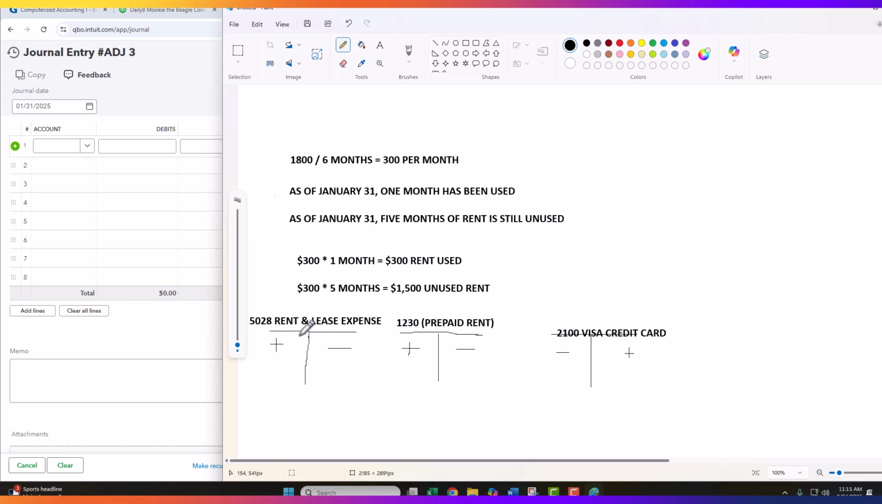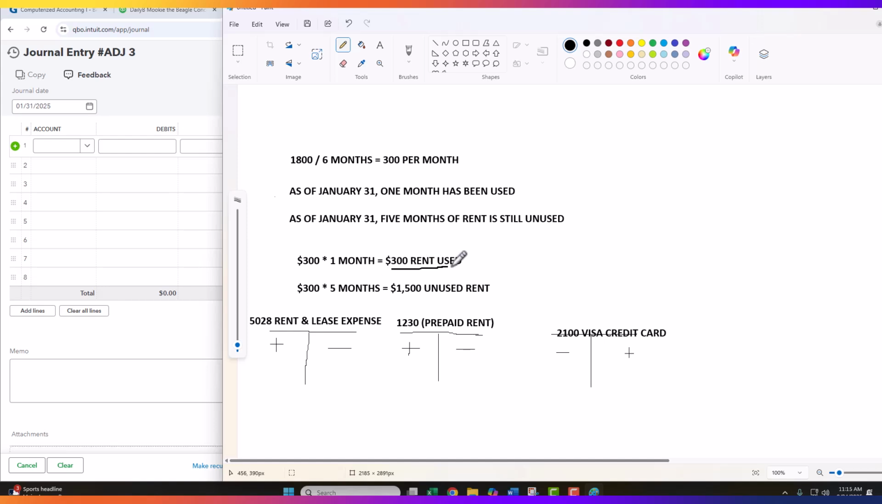So even though the rent and lease expense does have a balance in that unadjusted trial balance, it has nothing to do with this transaction in which we paid $1,800 for this rental locker. And so I'm not going to put that balance in this T account for visualization because it's an unrelated amount.